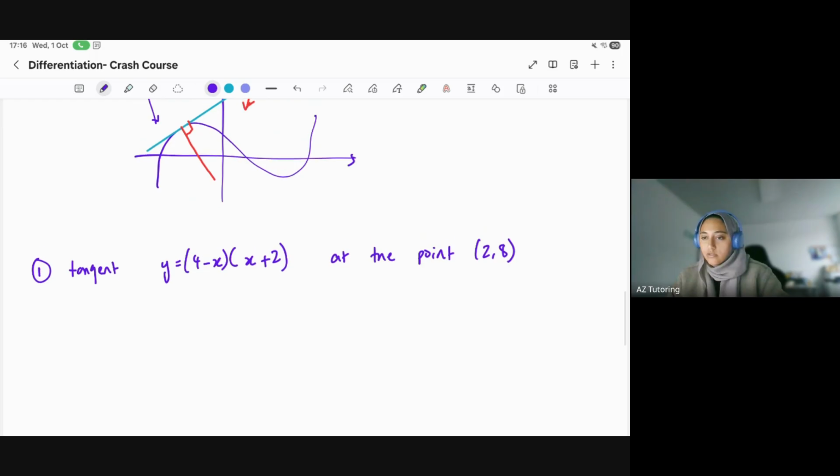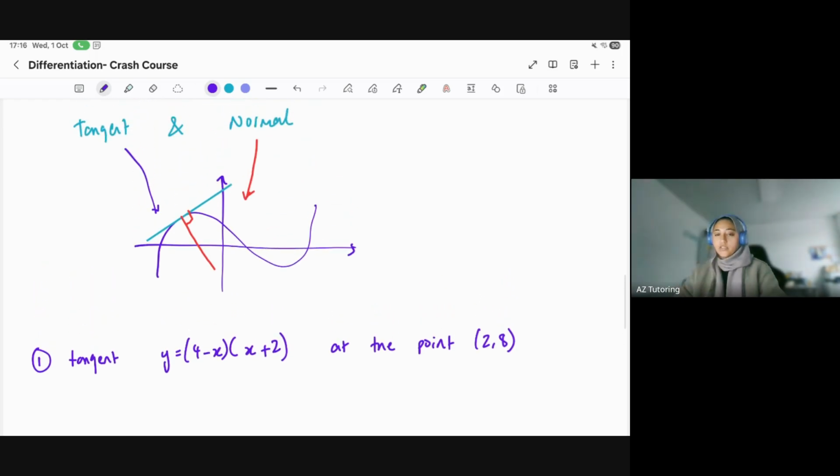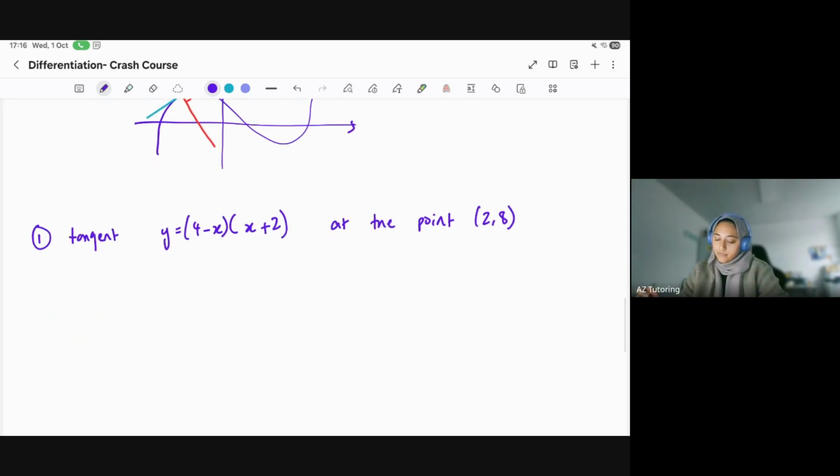For 2 seconds so I can draw the graph, just the normal line. Yeah, that's fine. I'm going to send all these notes out after anyway, just in case I'm going quite fast.